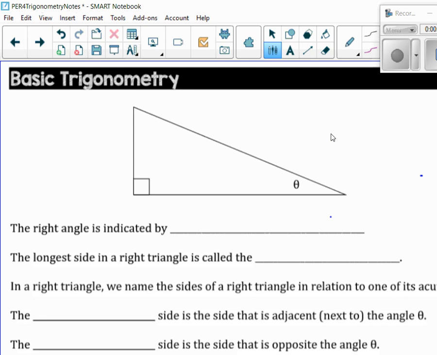Trig. So here's my right triangle. The right angle is indicated by a little box, a little square. Okay. The longest side in the right triangle is called the hypotenuse.